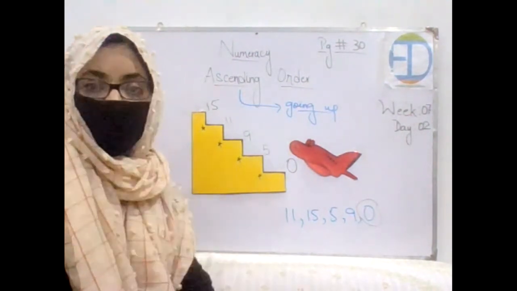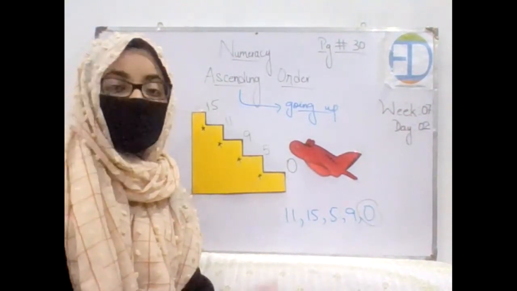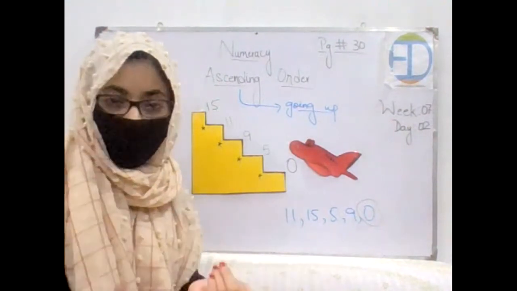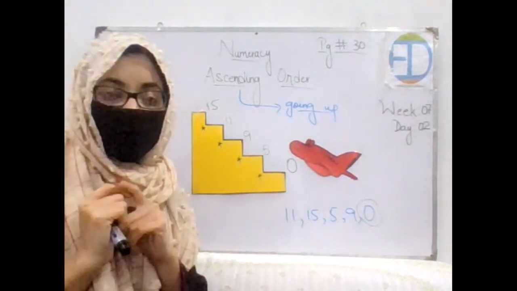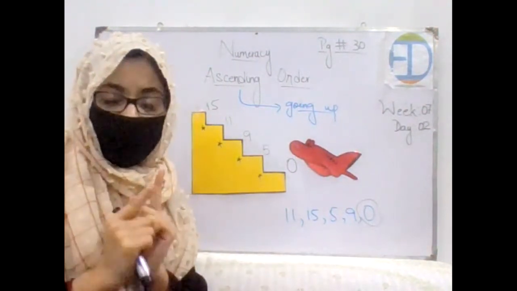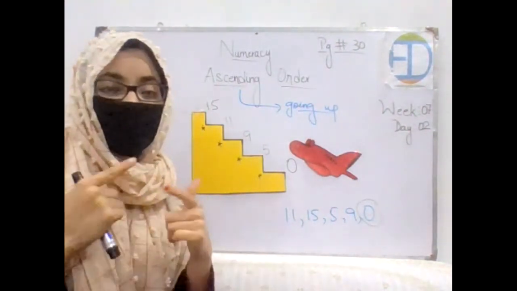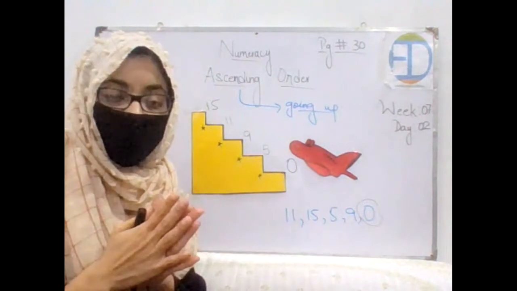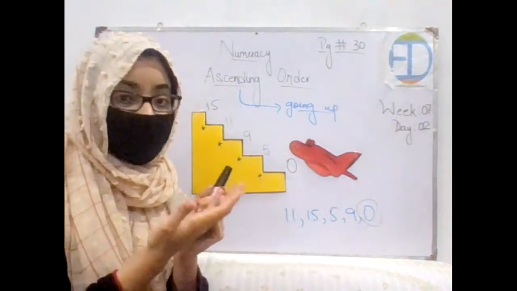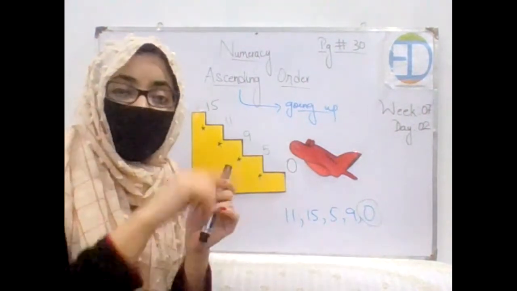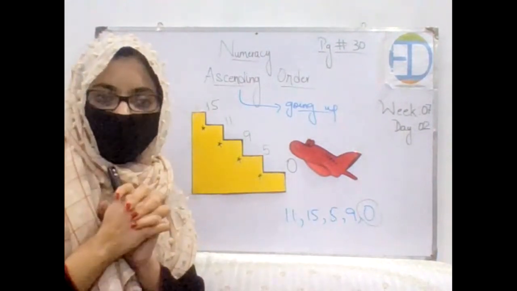Is anyone left? No? Okay, so let's quickly revise what we have done. What was the topic that we covered? Ascending order. What does ascending order mean? Going up. So we start from the smallest value, excellent, and we end at the highest value, right? And what is the procedure? What do we do first? We recognize the smallest number, then we recognize the highest one, and then we write what comes in between that, right? So any confusion, any question?